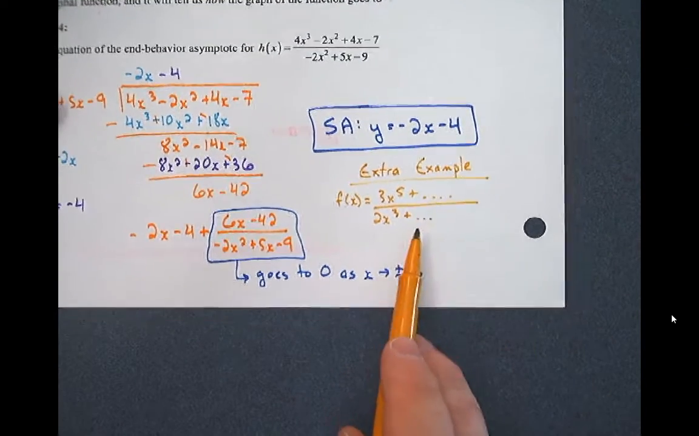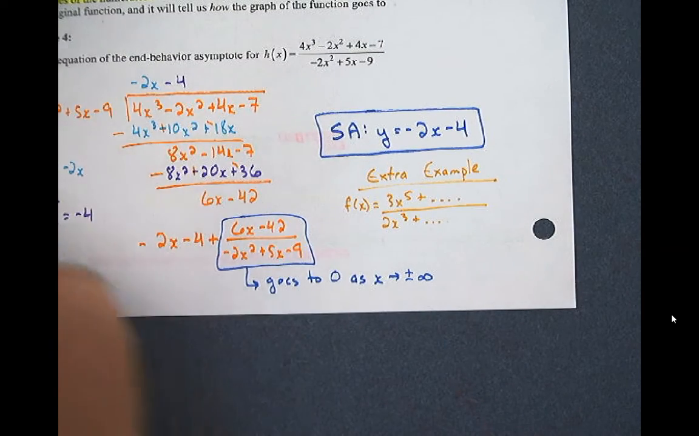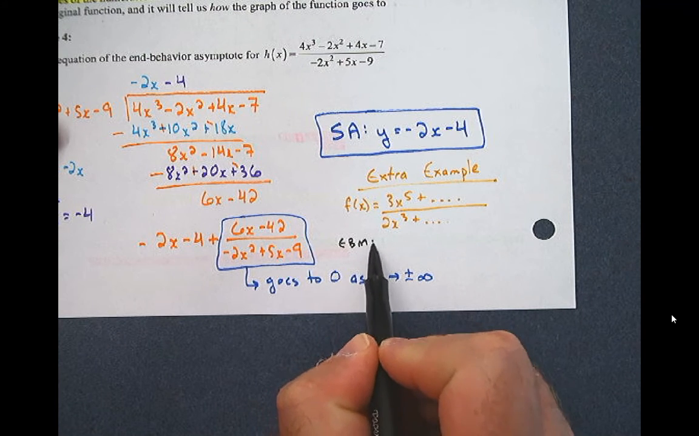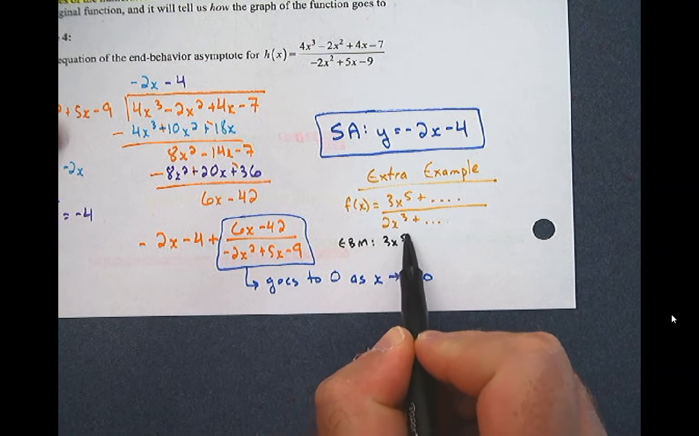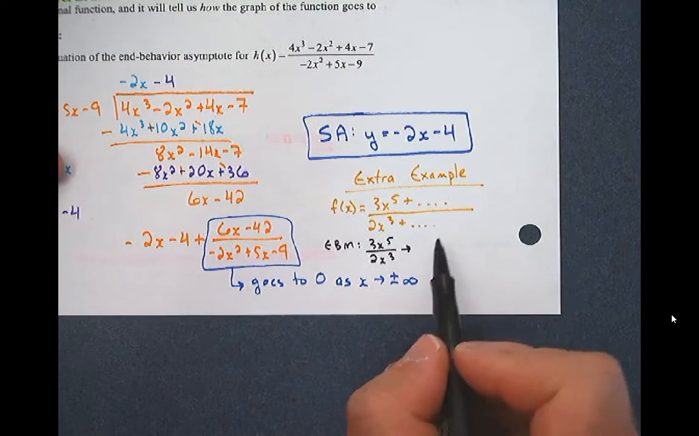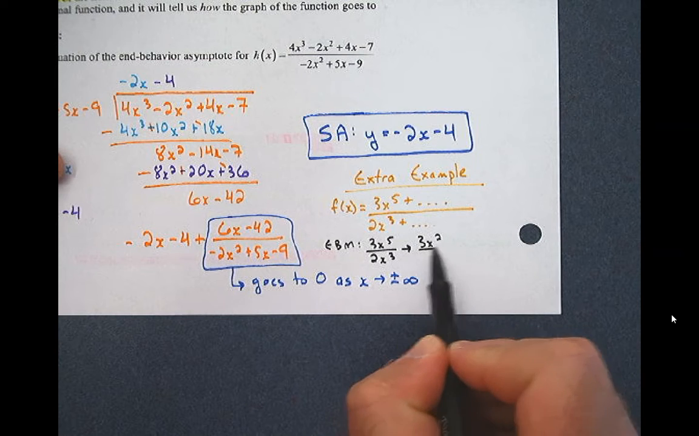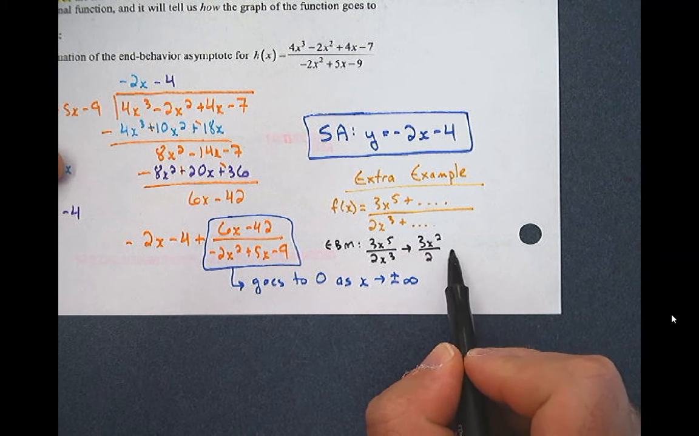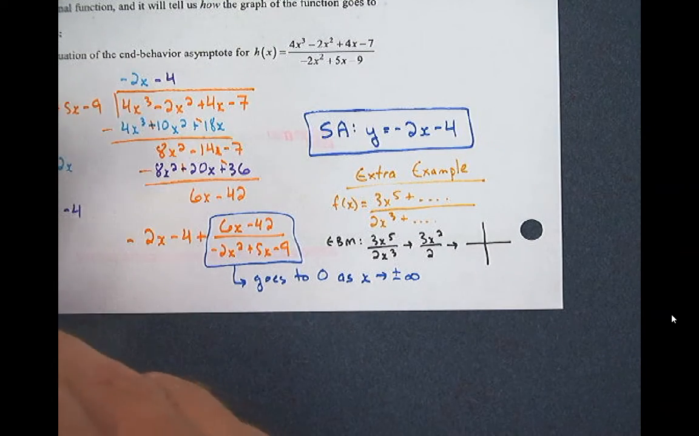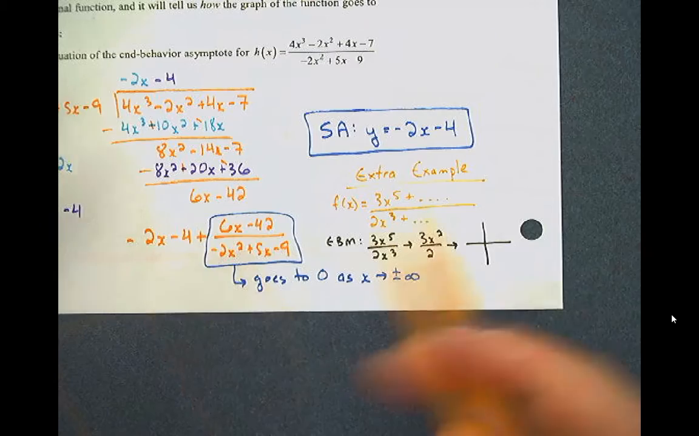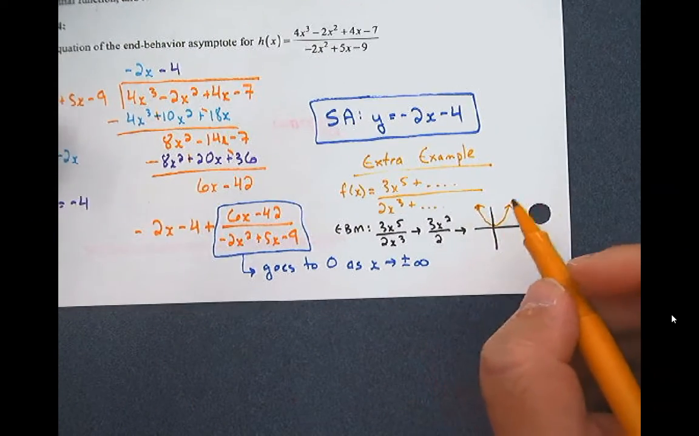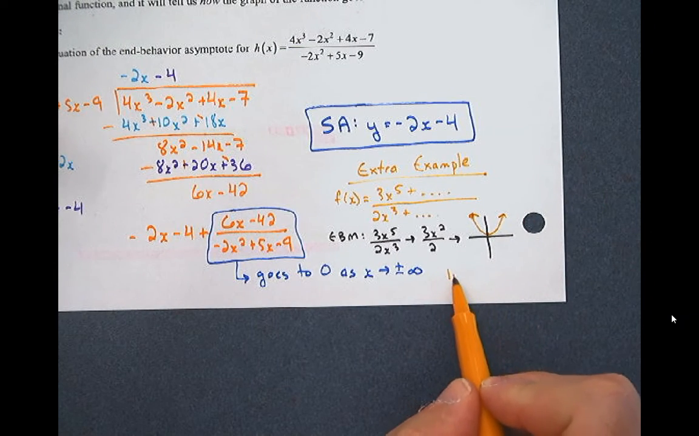Over 2x to the third plus blah, blah, blah. All right, now when I clean this up, my end behavior model would end up being 3x to the fifth over 2x to the third, which then would clean up again into being 3x squared over 2. So what I mean by being careful here, if I'm going to sketch this, you have to think about what an x squared graph looks like. An x squared graph is going to look like this.